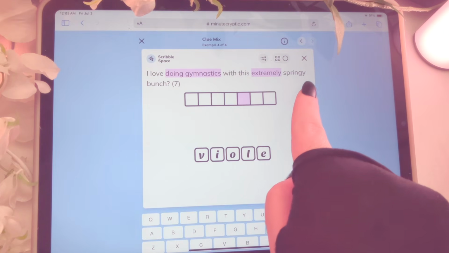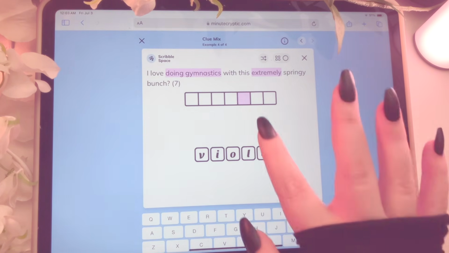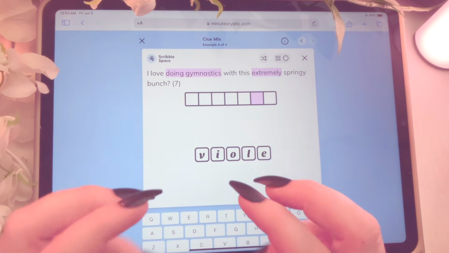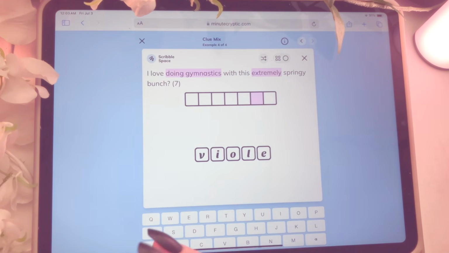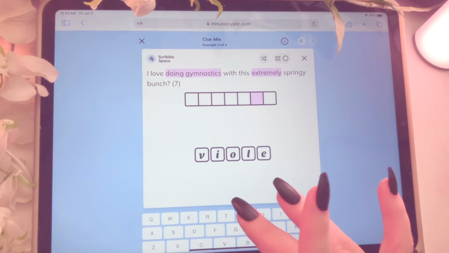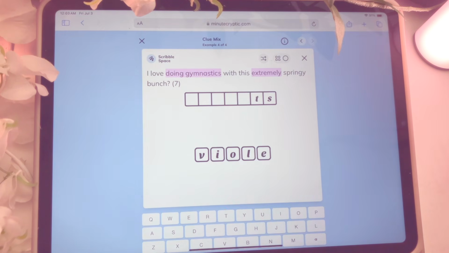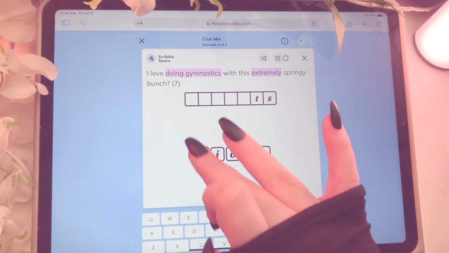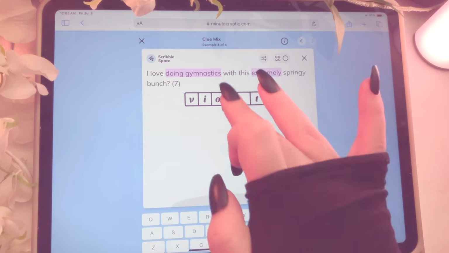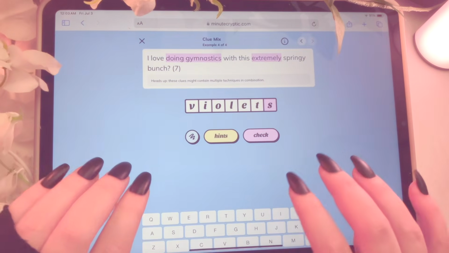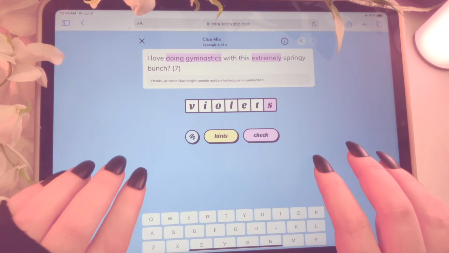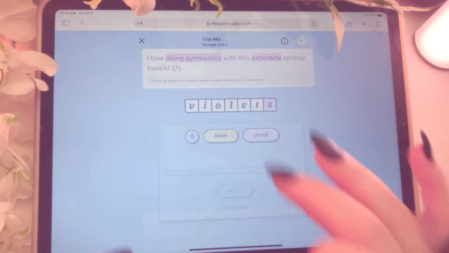Extremely is not pointing to springy, it is pointing to this. And so the extremities, or the outermost two letters, the first and last of this, T, S. And if we anagram I love, we can get violet. Let's drag them in. Violets, a spring flower, that if we picked enough of them, we could get a bunch. A bouquet of violets. Let's check.